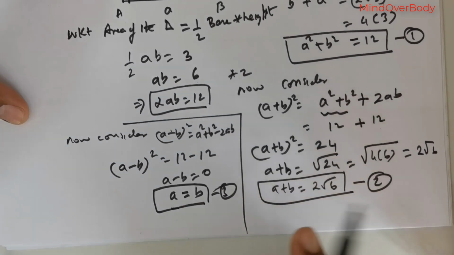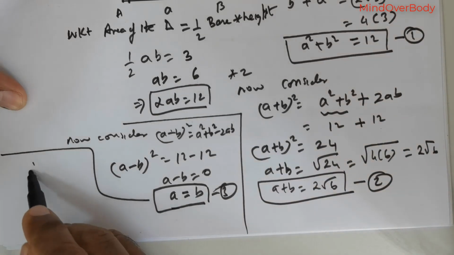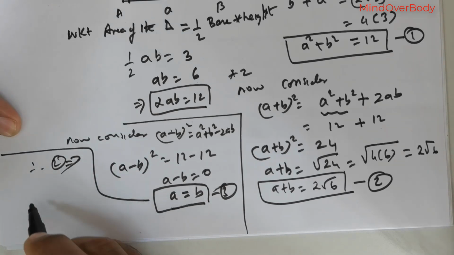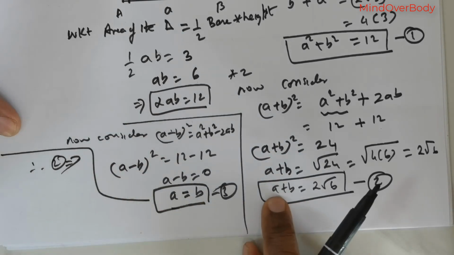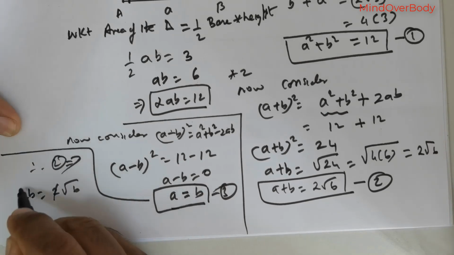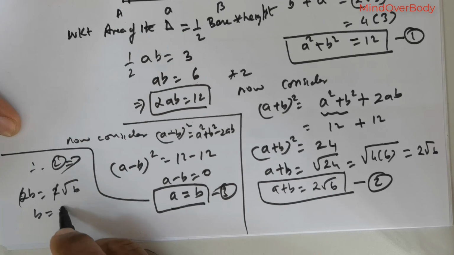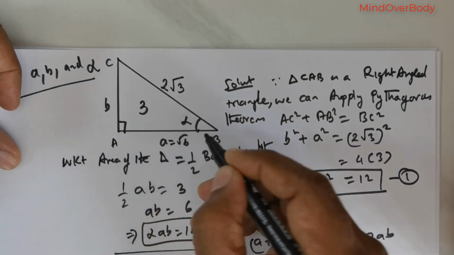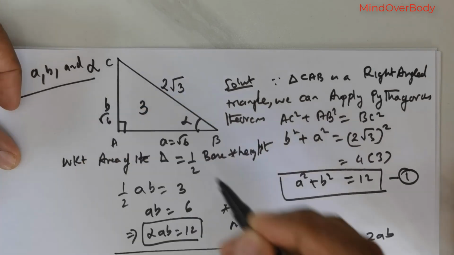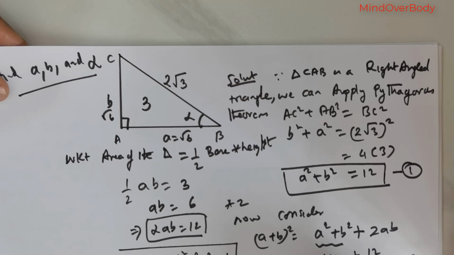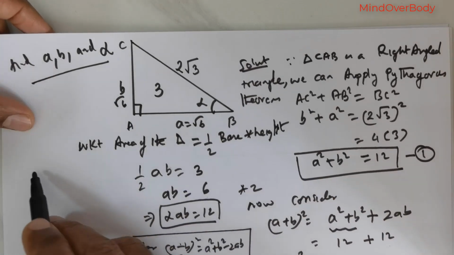If I were to substitute here, let me use this side. So 2 can be rewritten as, in place of A I'm substituting B. So 2 times B is equal to 2 times root of 6. So B is equal to root of 6. So that would mean I have A is equal to root of 6 and B is equal to root of 6. Now you need to get the value of alpha.